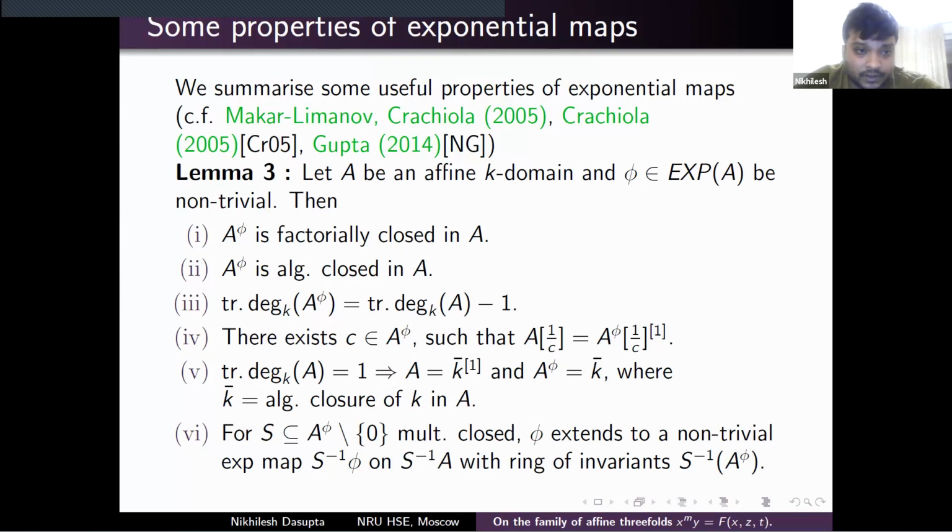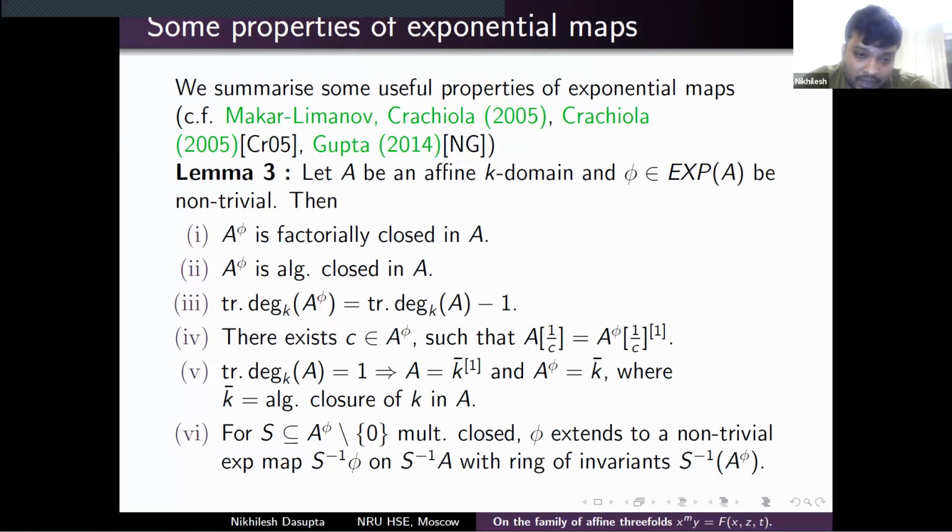So what should we expect? You can compare these properties with the properties of a locally nilpotent derivation, and you will see a lot of them turn out to be the same. A^phi is factorially closed in A, like the kernel of a locally nilpotent derivation is factorially closed. Factorially closed implies algebraically closed, so A^phi is algebraically closed in A. The transcendence degree over K of A^phi is one minus the transcendence degree of A. This condition 4 is like a local slice condition: there exists an element in the ring of invariants such that if you invert it, it becomes a polynomial algebra after localization. A1 by C is A^phi 1 by C1.